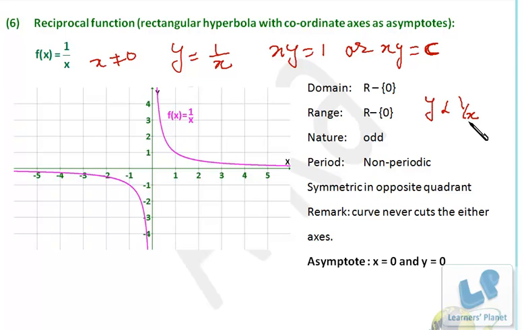And the next thing is, when x is positive, y is positive. When x is negative, y is negative, right? That means this graph will lie in the first quadrant and third quadrant, right? Now suppose x is 1, so y will be 1, right? After that, if x is 2, y will be half, right? So as x increases, y decreases. The curve is coming down. Getting my point? Similarly over here, when x increases, y decreases. Okay?